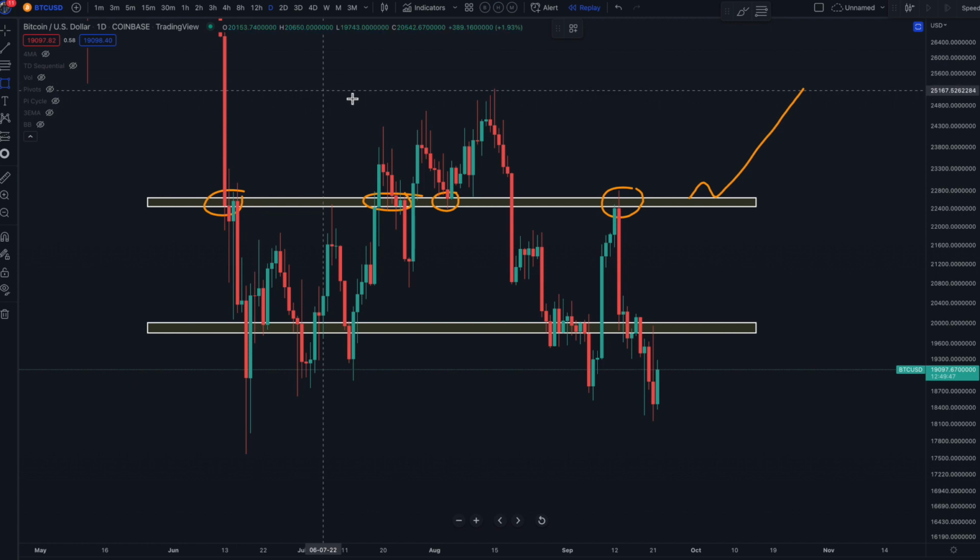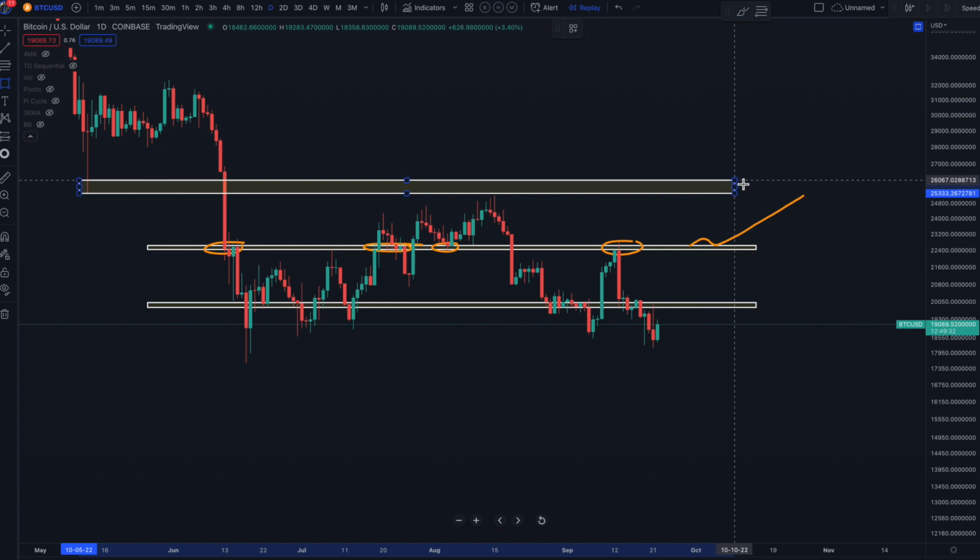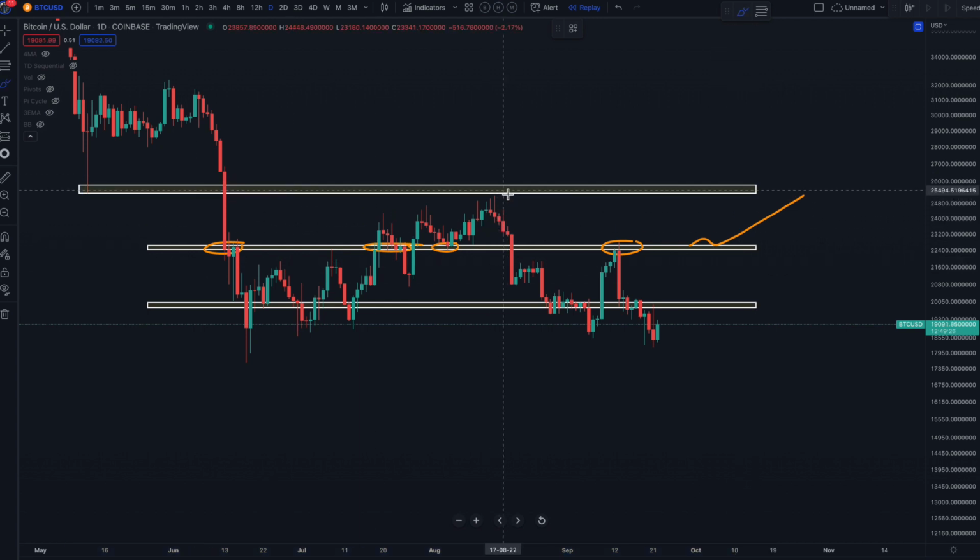And the final level is, of course, this 25,000. Because if you look left here, this was a strong point where it got bought up. So this level here is around about the $25,500 mark. And as you can see, this is the big point that we got rejected around the August time. So these are the three clear levels to really be keeping your eye on. This $20,000 mark, 22.5, and 25.5 here.